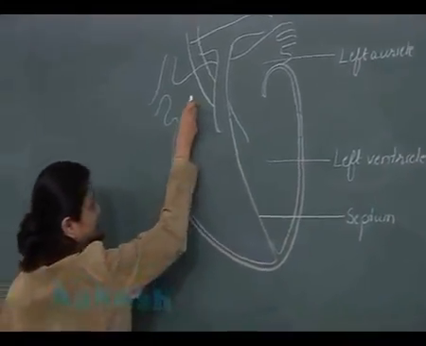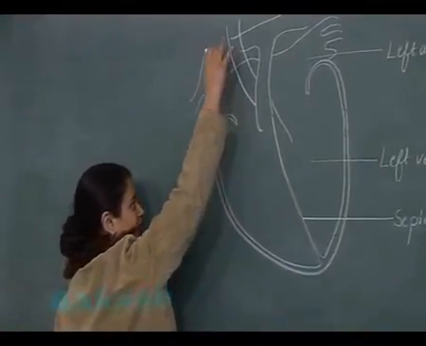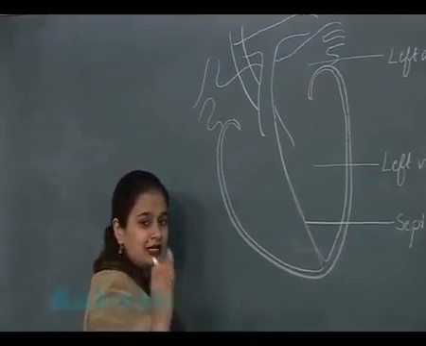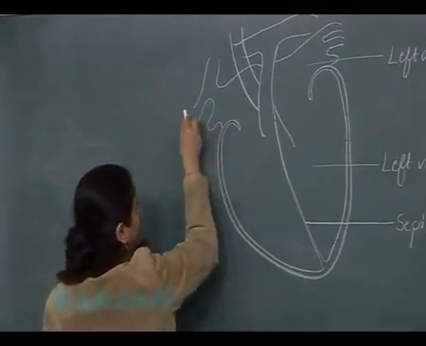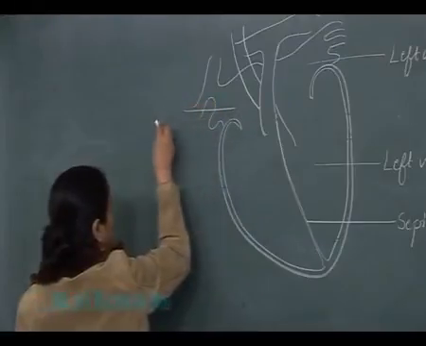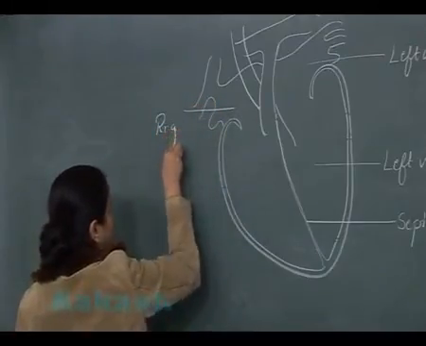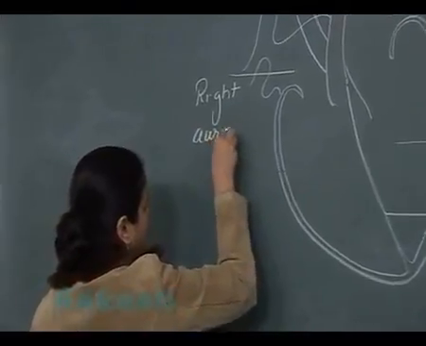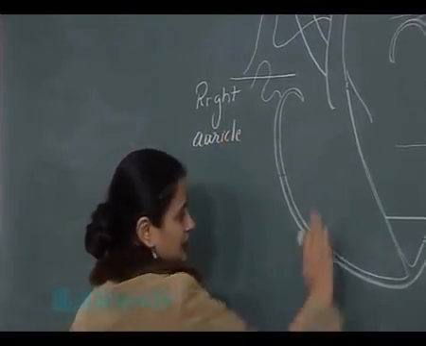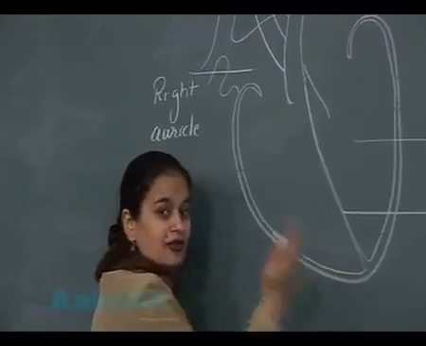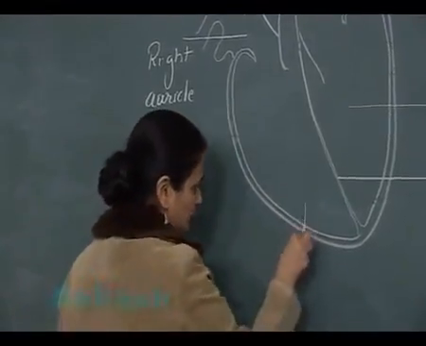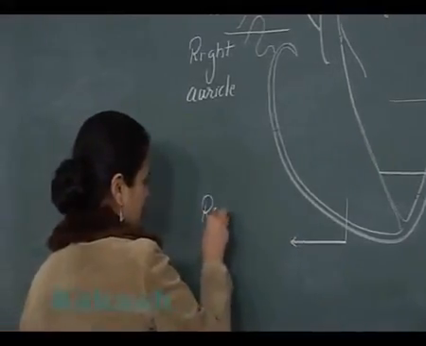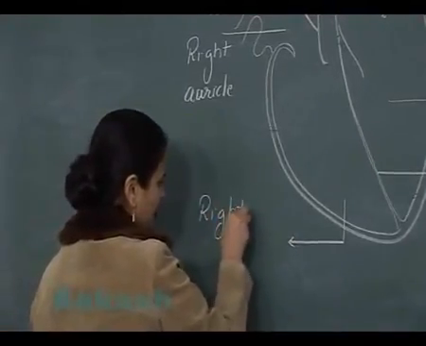So this is going to be the upper chamber. This is the right hand side of the heart. This is going to represent the right auricle. The lower chamber on the right hand side is going to represent the right ventricle.